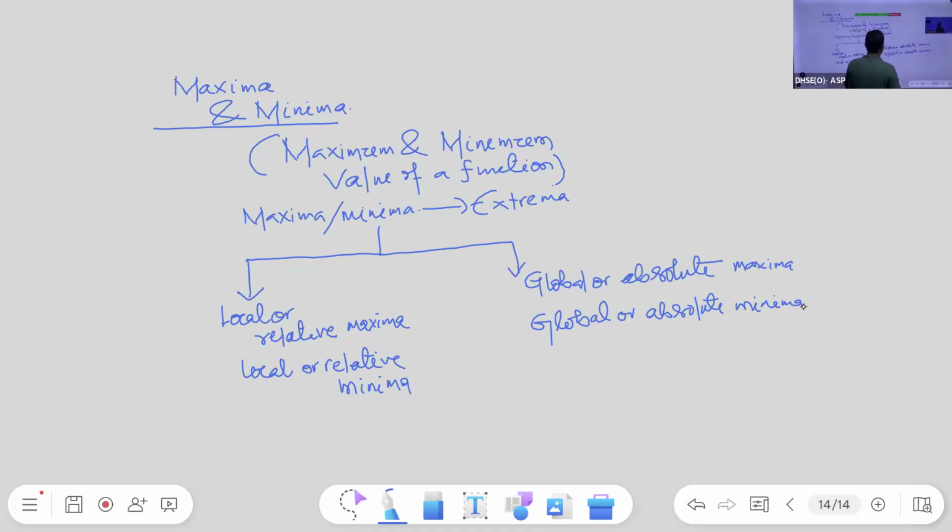Okay. So guys, quickly note it down. One by one, we will discuss what is local maxima, local minima, what is global maxima, global minima, what are the different methods to find the local extremum of a function, and what are the methods to find the global extremum of a function, right? Write down local maxima.